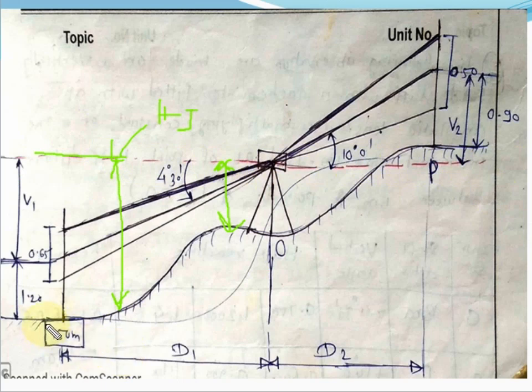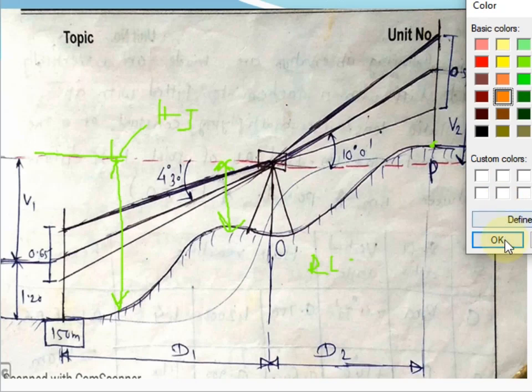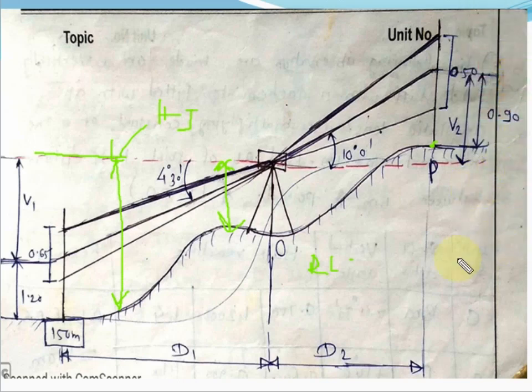So you have to take the benchmark 150 plus 1.2, that is the central reading, plus V1, which we already calculated, I think 5.05 meter. So just add 150 plus 1.2 plus V1, and you get the height of the instrument. Once you get the height of the instrument, you can find the RL of this point. So how can you find the RL of P? Let me change the color, take the pen.